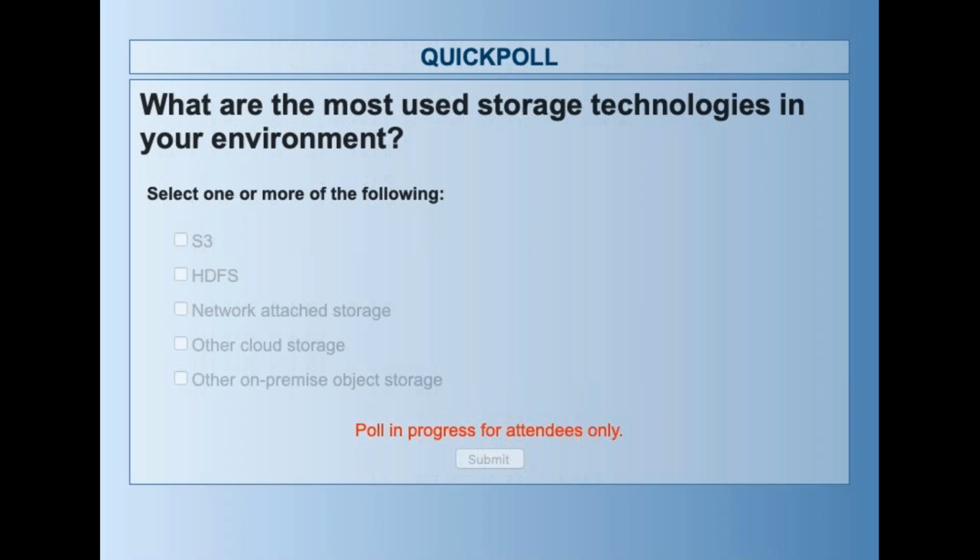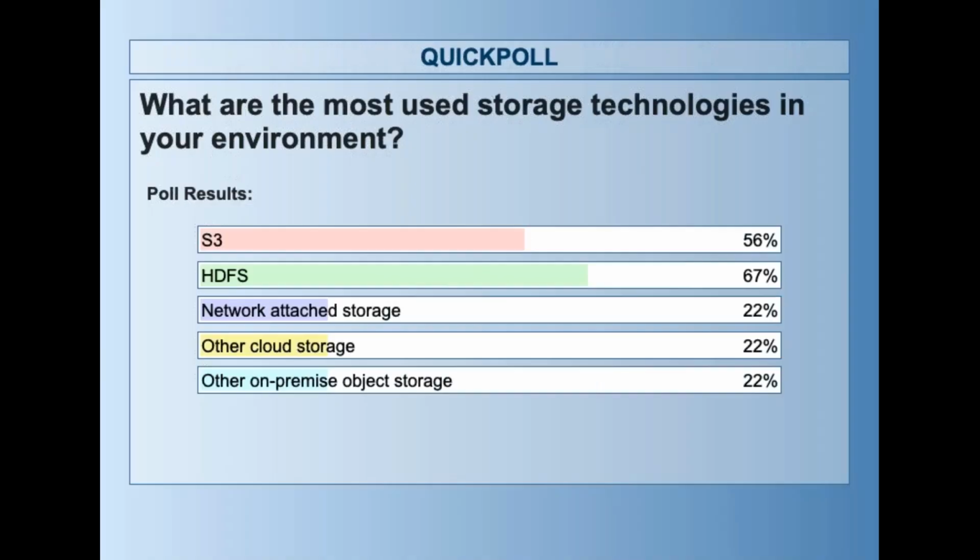All right, we'll be closing this out in just a second. So here are the results. It looks like there's a lot of HDFS usage. S3 is starting to get more popular. Continues to be a lot of network attached storage as well, and perhaps the other cloud storage and on-premise object stores are starting to come up as well.